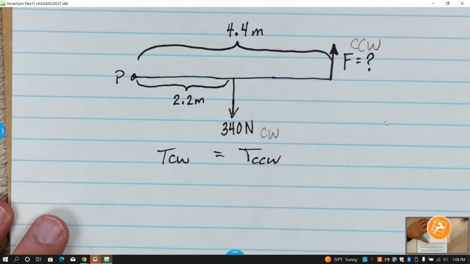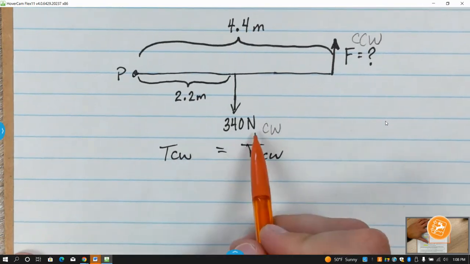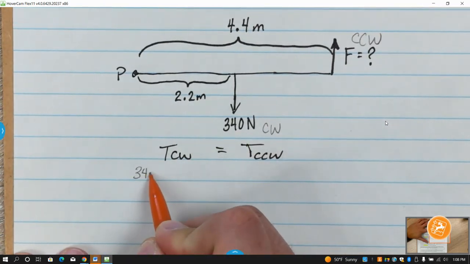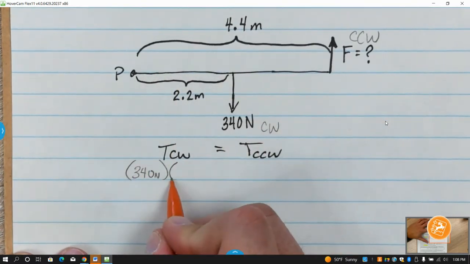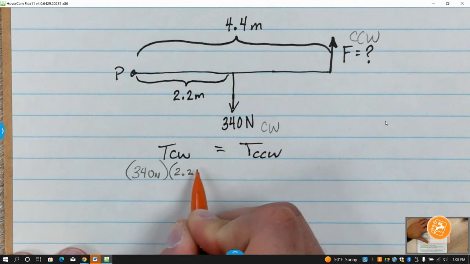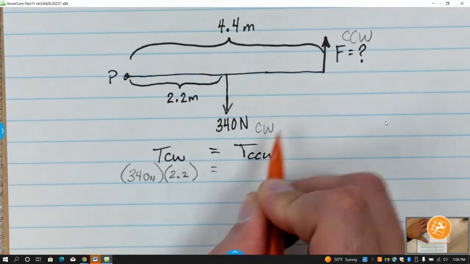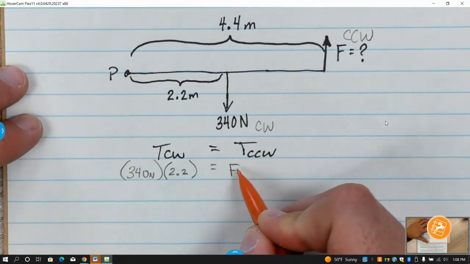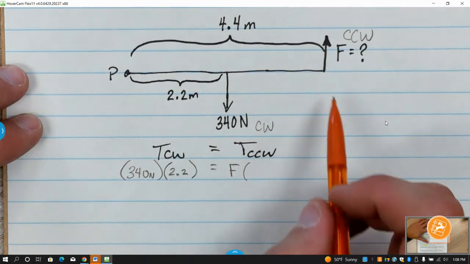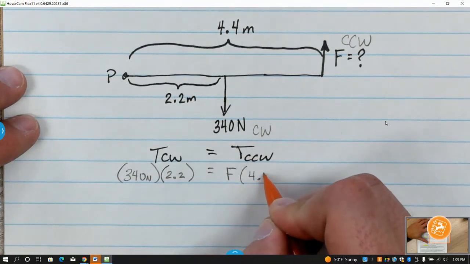So since we have 3 of the 4, right? Well, let's find out. If this is CW, the force is 340. How far is this 340 from P? 2.2 meters. Correct. And now over here, do we know what this force is? No. So we're going to leave it as F. But do we know how far F is from P? 4.4. Very good.